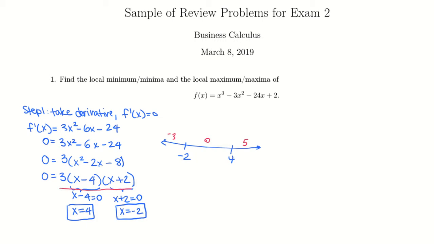So f prime of negative 3 is 3 times negative 3 minus 4 times negative 3 plus 2, which is 3 times negative 7 times negative 1, which is positive 21, where really we only care about the positive sign there.